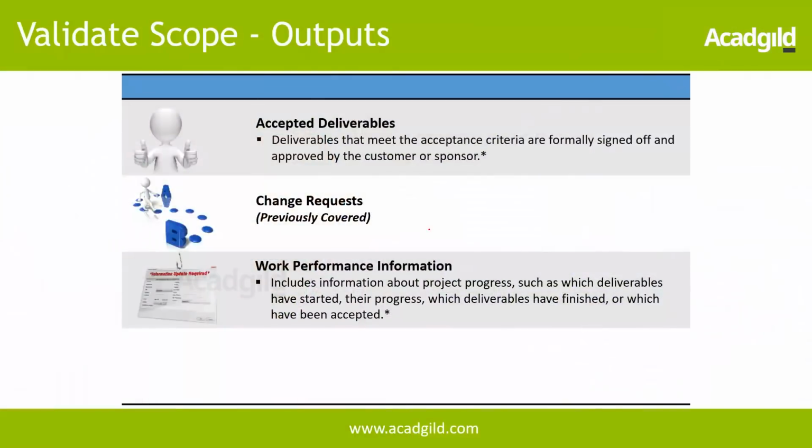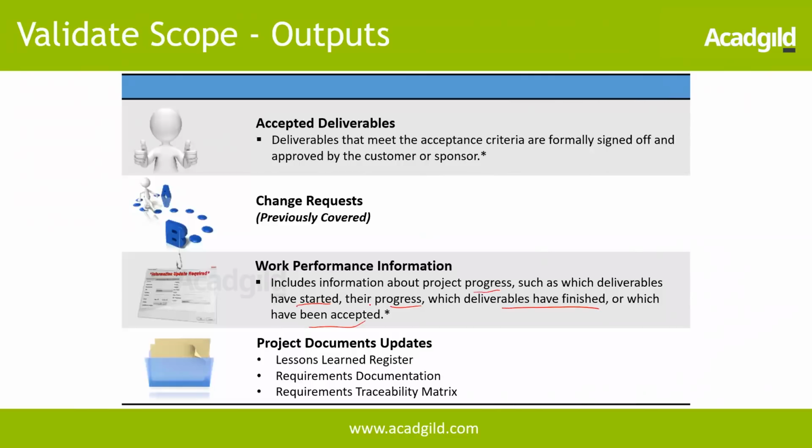And work performance information. Now the work performance data that we got as an input now converts into information which gives a variance analysis basically. So it includes information about project progress, such as which deliverables have started, the progress, which deliverables are finished, or which have been accepted. And finally, we also have the project document updates. Your lessons learned register, documentation, RTM may get updated once you have validated the scope.